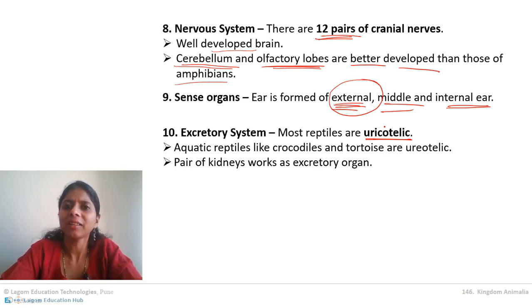But aquatic reptiles like crocodiles and tortoise need not to be uricotelic because they are surviving in water itself, a lot of water, so they are ureotelic. Remember this. And kidneys work as an excretory organ.